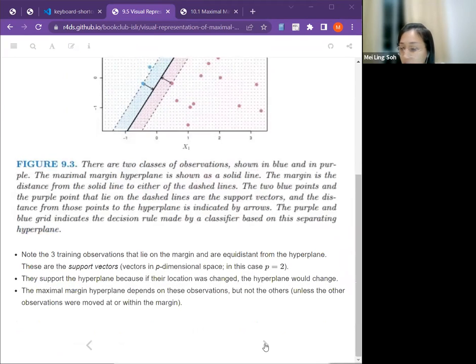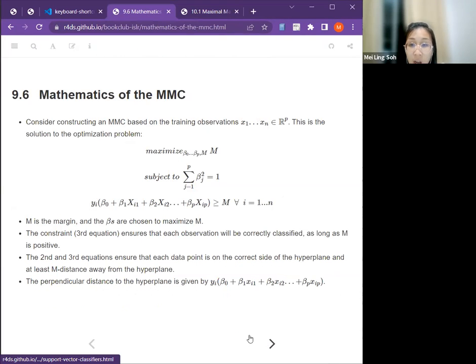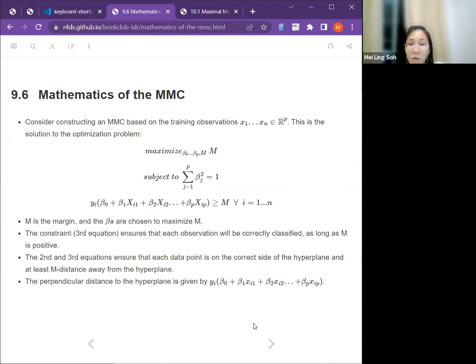Because this is related to your bias and variance trade-off. If you look at the mathematics for the maximum margin classifier, we want to maximize the margin, and we choose our beta to maximize our margin. This one, the third equation, will ensure all our observations will be correctly classified as long as you have a positive margin.